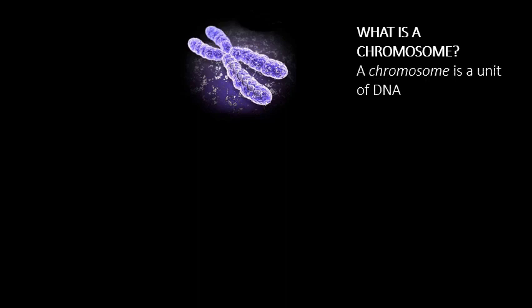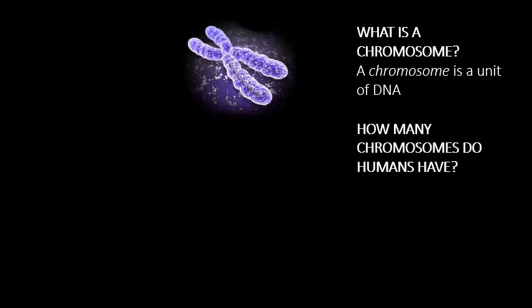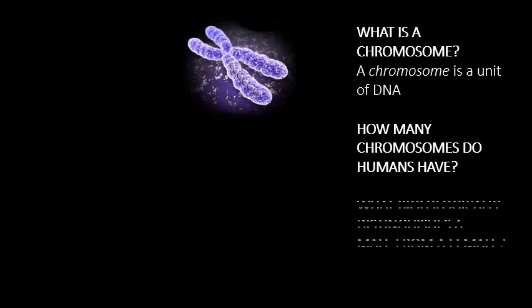So a chromosome, we want to say, is simply a unit of DNA. And we inherit a certain amount of chromosomes from mom and the same amount from dad. So we get 23 chromosomes from mom and we get 23 chromosomes from dad, giving us a total set of 46 chromosomes. So answering this question, how many chromosomes do humans have? We want to be able to say 46 chromosomes.